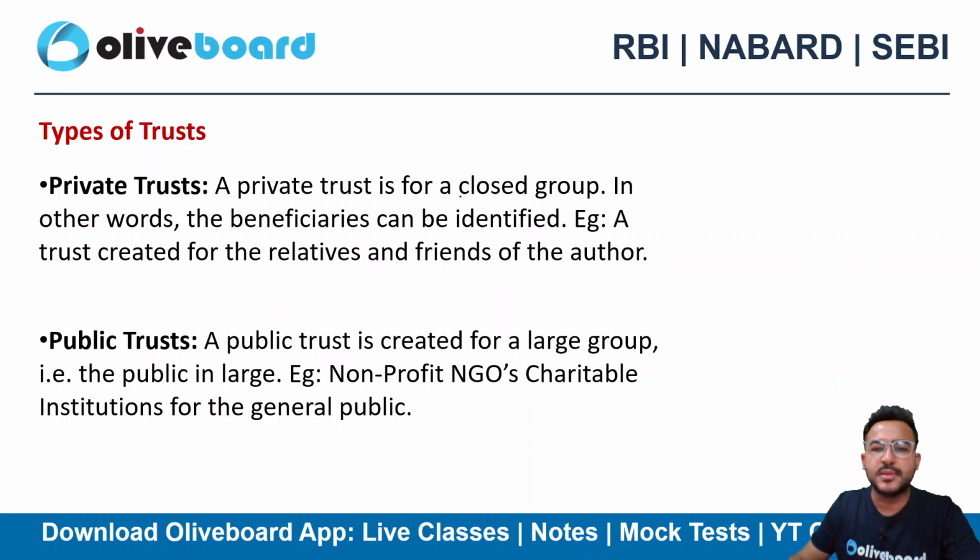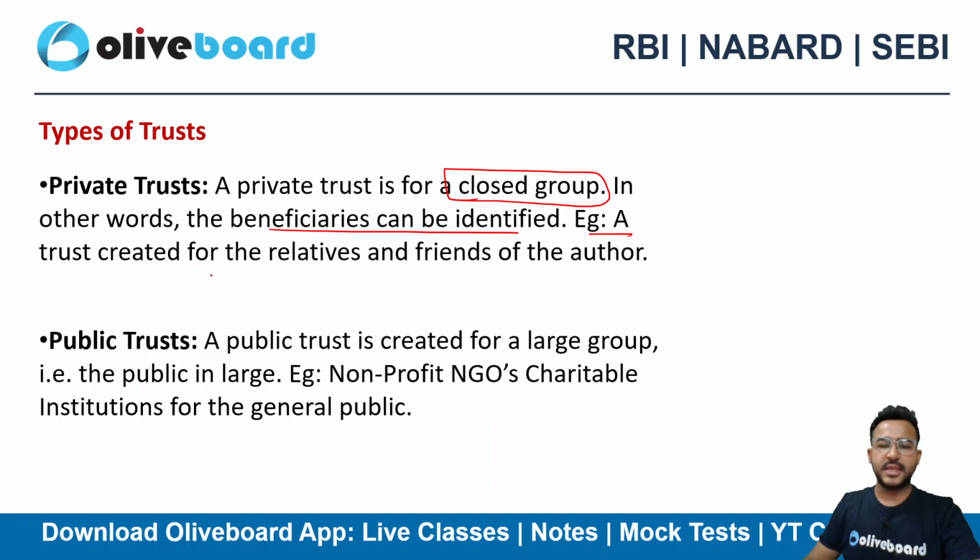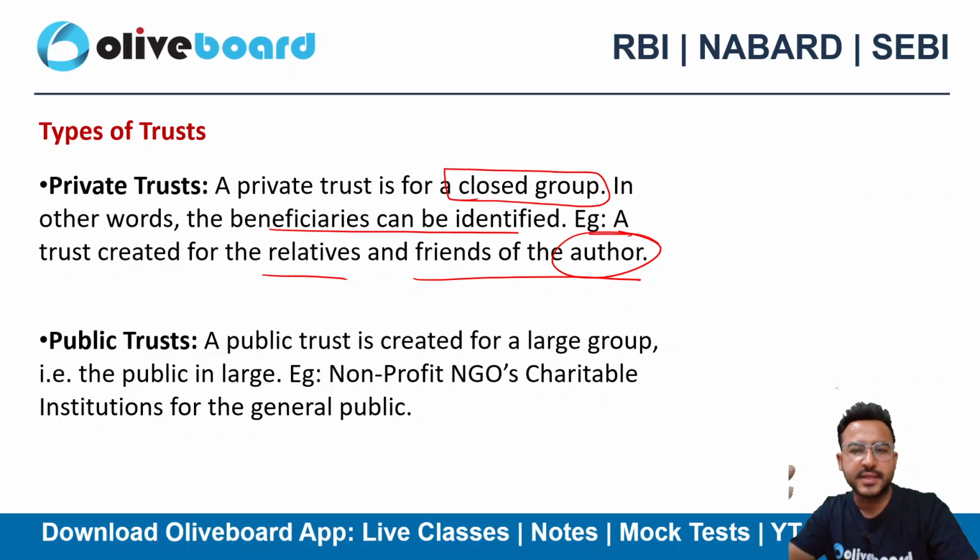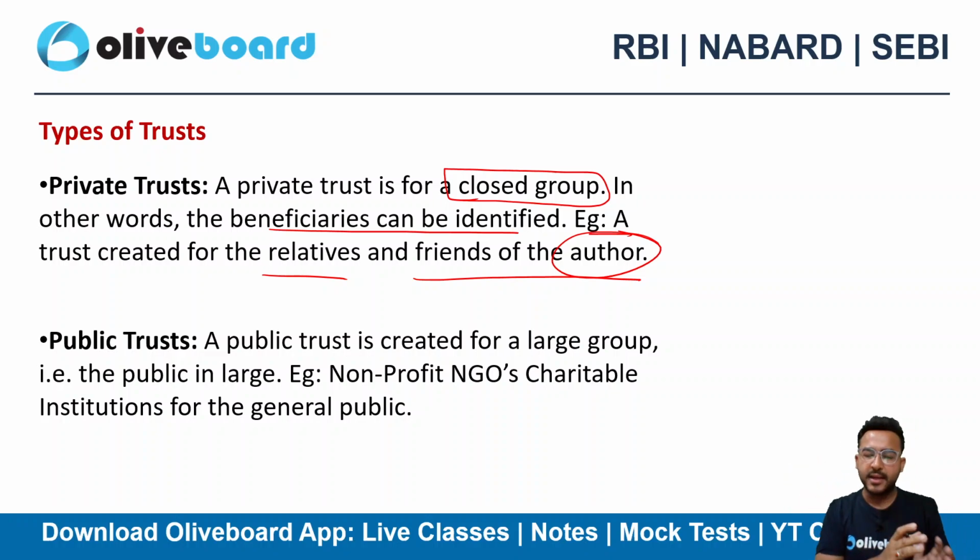Private trust is of a closed group, right? It's a kind of closed group. In other words, the beneficiaries can be identified. Example, a trust created for relatives and friends of the author. Let's suppose I am the author. I have created a trust for the benefit of my relatives, for the benefit of my friends. That's a private trust. Okay.